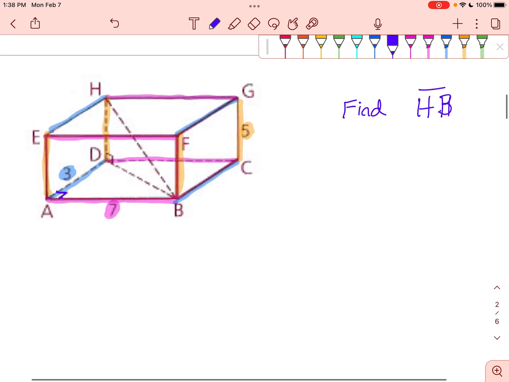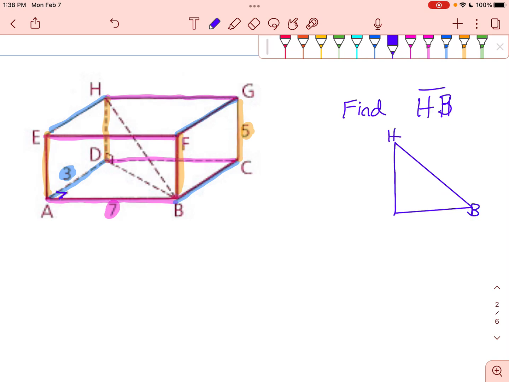And so for HB, I'm going to start by pulling out this right triangle that HB is contained in, and I'm going to put the points. So look at how important this is. So HB is this diagonal right here. So let me erase all this, okay? I'm going to start by pulling out this triangle right here. This is what I'm referring to. And my third point would be D right here in this corner.